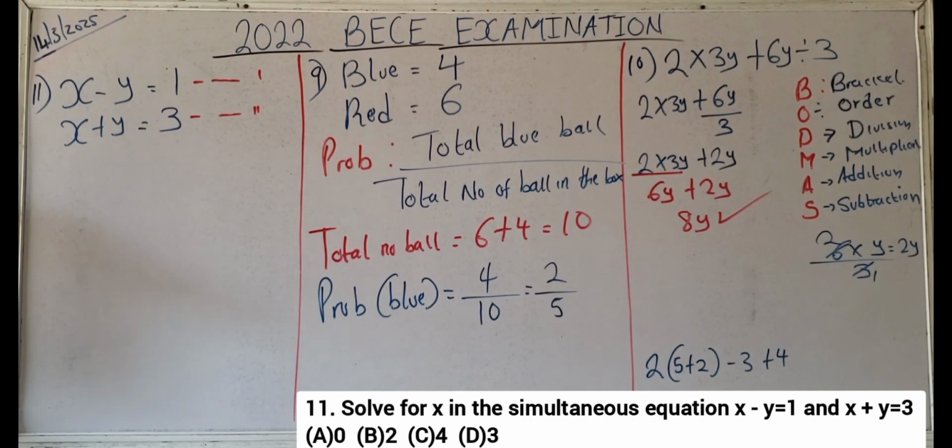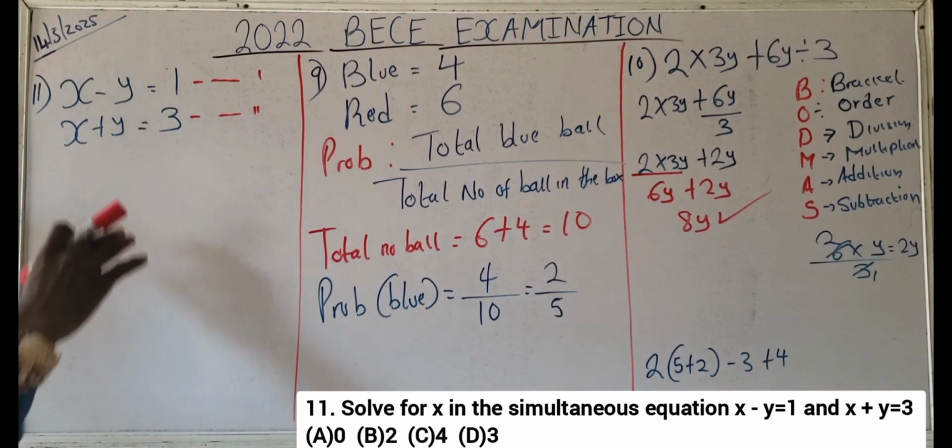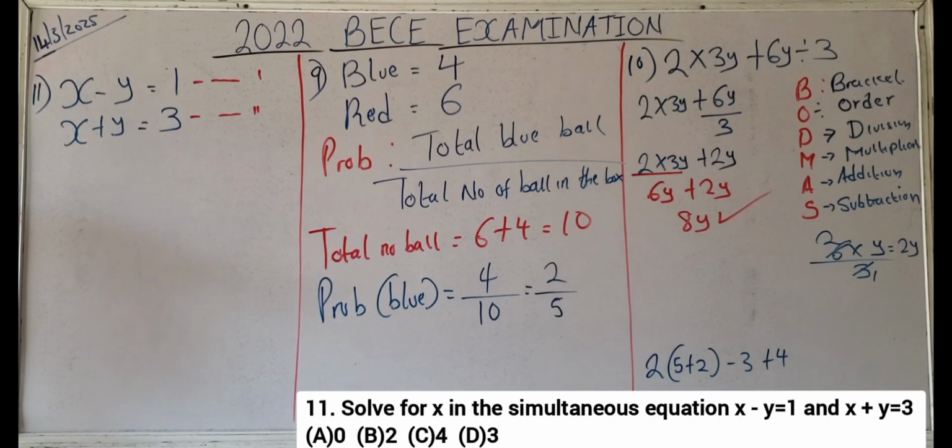In using the elimination method, the first step is to identify the unknown that you want to eliminate. I've already done questions on simultaneous equations using the elimination method, so you can check the channel and watch those videos to improve. Okay, so add both equations together.